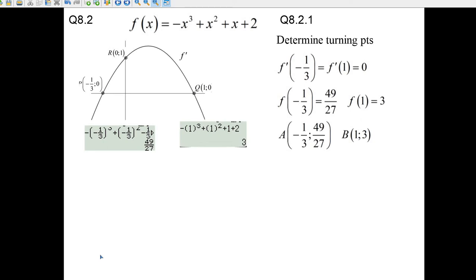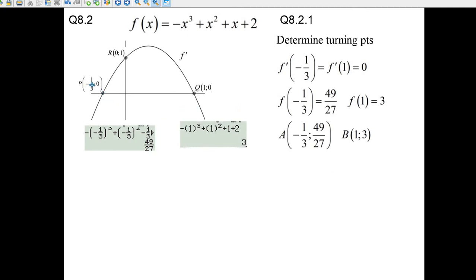Okay, this is question 8.2 of the calculus question. What they want us to do is to find the turning points. The function, they tell us, is minus x cubed, it's a cubic function, plus x squared plus x plus 2. And they want us to find the turning points.